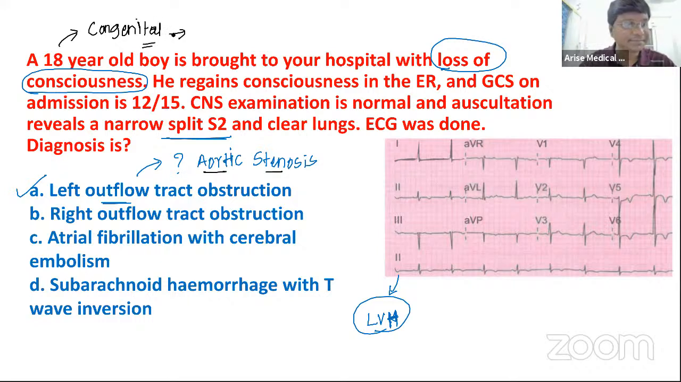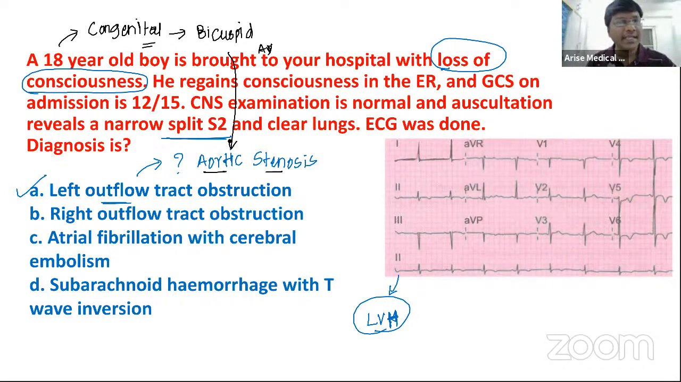And what is that congenital aortic stenosis? That is bicuspid aortic valve. So it is your bicuspid aortic valve which is responsible for the aortic stenosis in this patient. Bicuspid aortic valve.